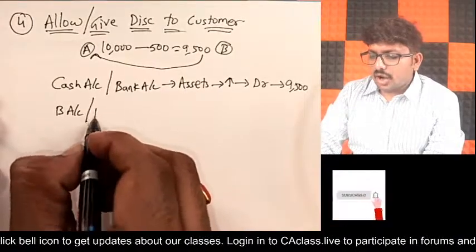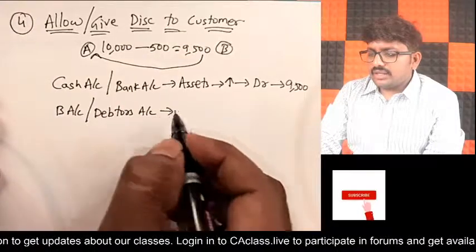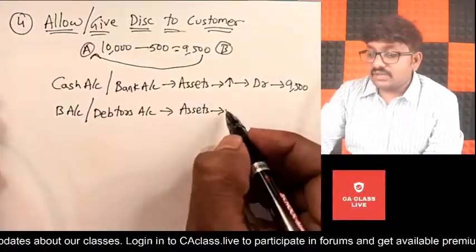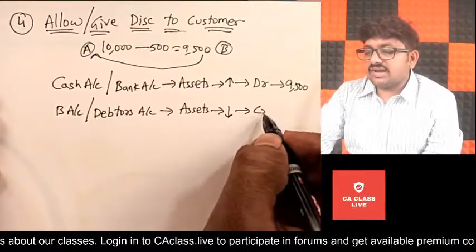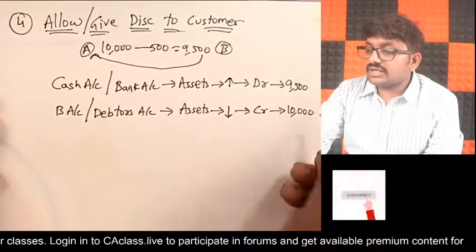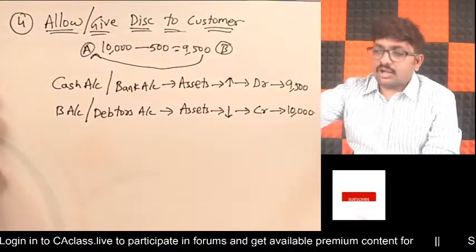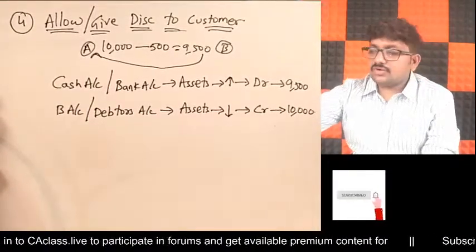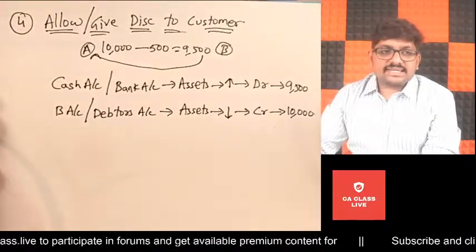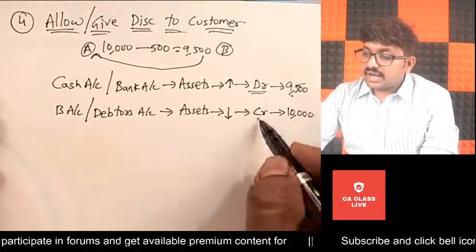B account, or in general sense, debtors account. That fellow is a part of your assets because he is a part of rights, but that right will decrease now because he is paying. When assets decrease, you have to credit by how much? Full right of 10,000 will decrease now. Acceptable, all of you? Full right of 10,000 rupees will decrease. So in this case, how will I treat? Debit by 9,500, credit by 10,000.